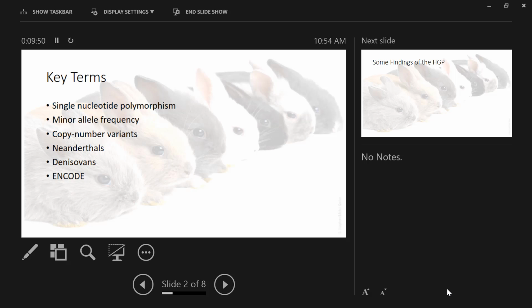And this group was the ENCODE project. And they published most of their findings in 2012 as a series of 30 papers spread among several journals. Okay, and we'll talk more about the ENCODE project in a little bit. Any questions on these key terms?